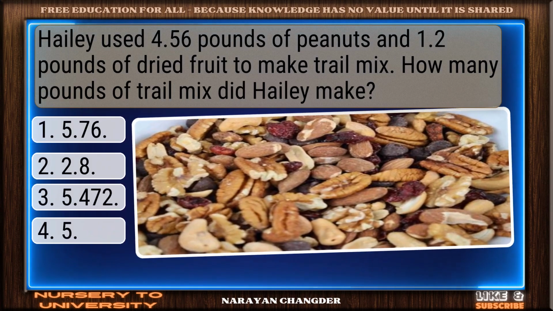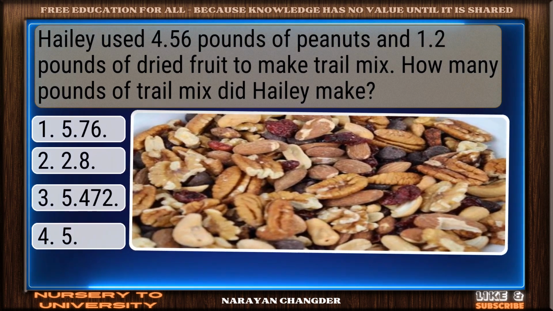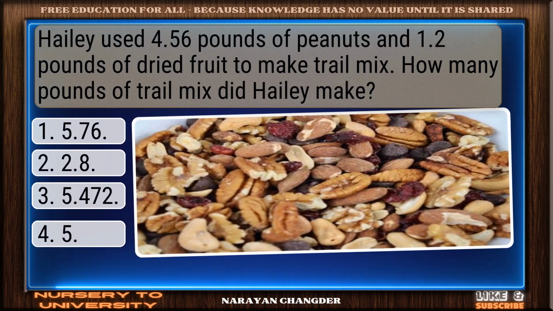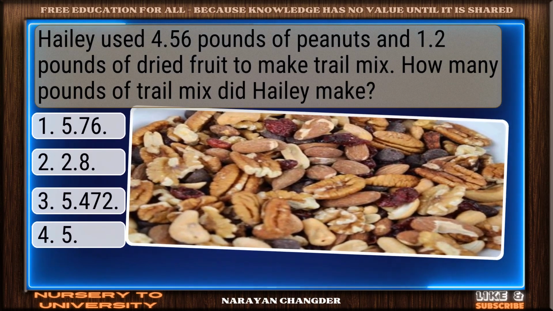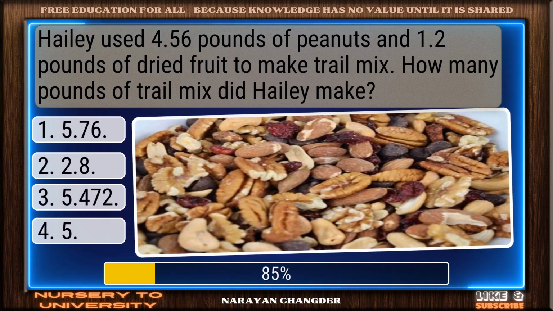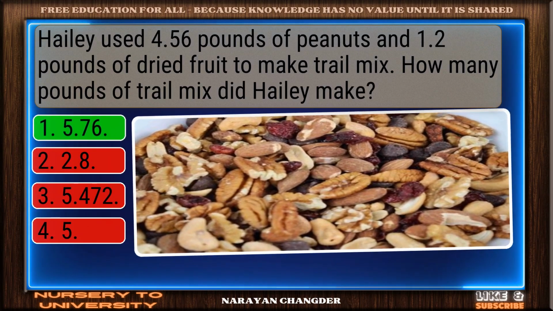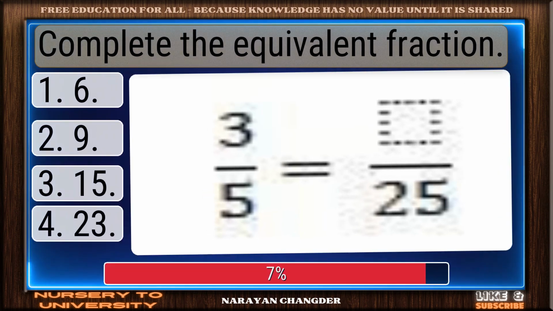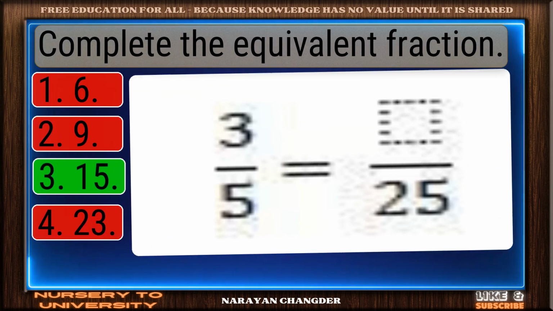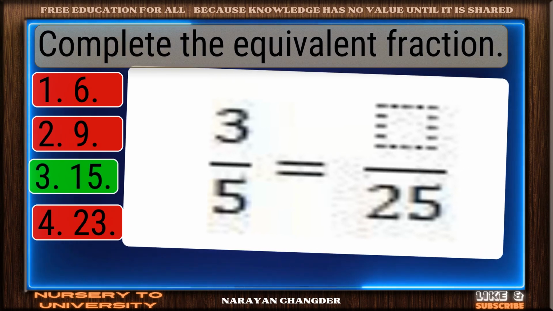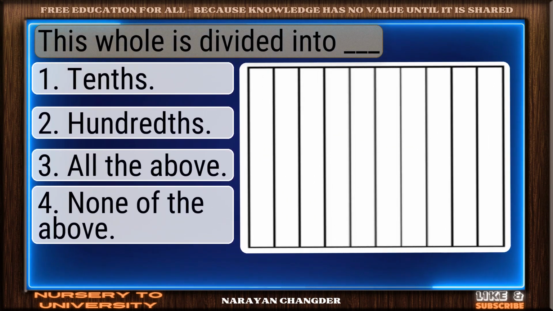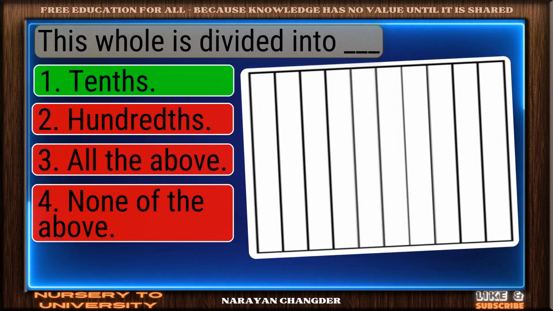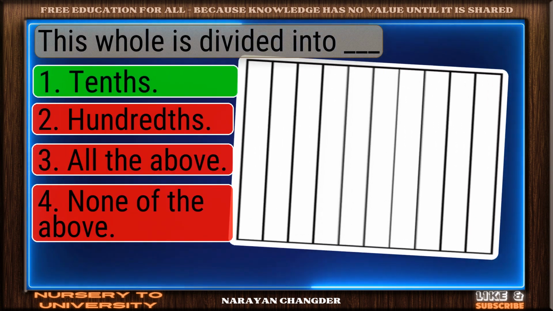Question number 17. Haley used 4.56 pounds of peanuts and 1.2 pounds of dried fruit to make trail mix. How many pounds of trail mix did Haley make? Well done. 5.76 is the right choice. Question number 18. Complete the equivalent fraction. Bravo. 15 is the answer. Question number 19. This whole is divided into dash. Solid response. Tenths is a valid choice.